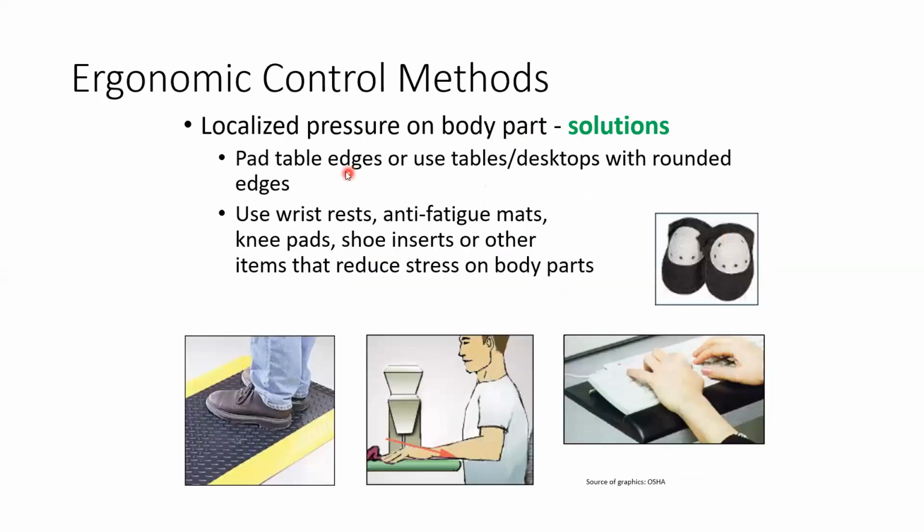Okay, localized pressure on body part. You can avoid bad table edges like this, or use tables or desktops with rounded edges. Okay, you can use wrist rests and anti-fatigue mats. It is a new one. Knee pads or shoe inserts or other items that reduce the stress on the body part. All of this you can use, along with techniques for putting your hand on the table. Okay.